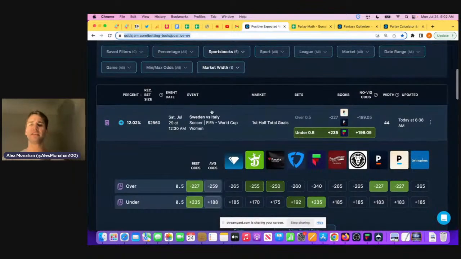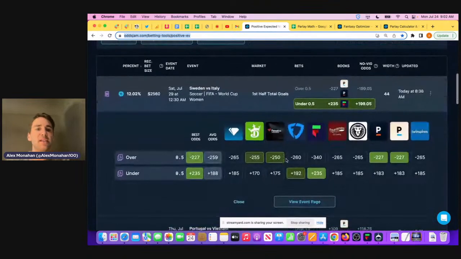So let's start here in the Sweden-Italy game, right? So first of all, why is this play good? And I've explained this before, but sports betting is pretty simple. It's all about finding value in the market. And you're never going to be able to create a better model on your own than the sportsbooks.